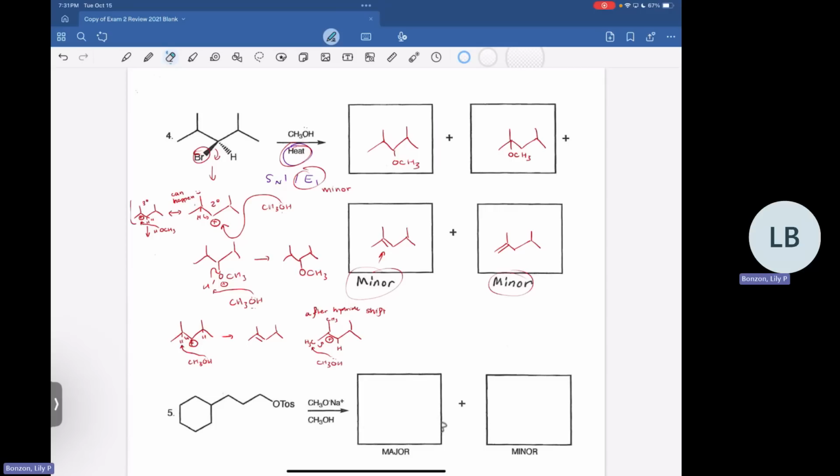It's not like that with SN2 and E2. E2 is more energetically favorable because you don't form a carbocation and then have to take off the hydrogen. It happens at the same time. Yeah. So this is kind of just like the SN1, E1 together.